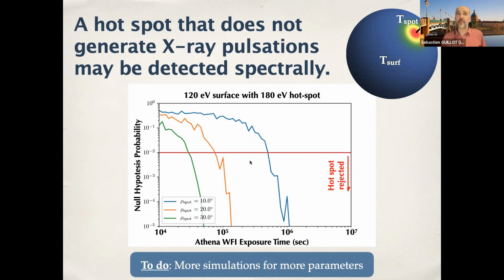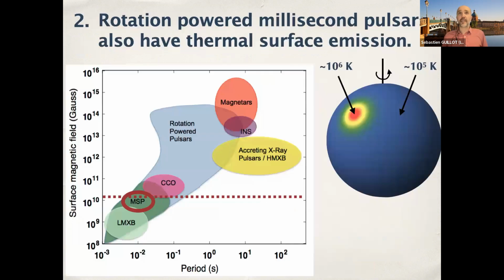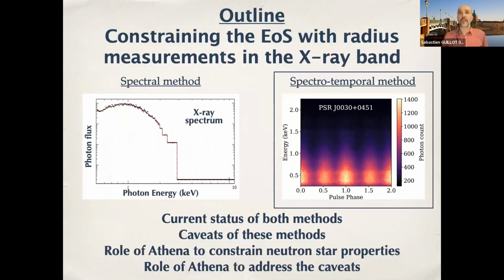If the temperature difference between the hotspot and the surface is smaller, then the exposure time really explodes. In some cases we need something like 3 megaseconds to tell if there's a hotspot of 150 eV on top of a 120 eV surface. But this is doable. I'm going to skip that, and a few other things.